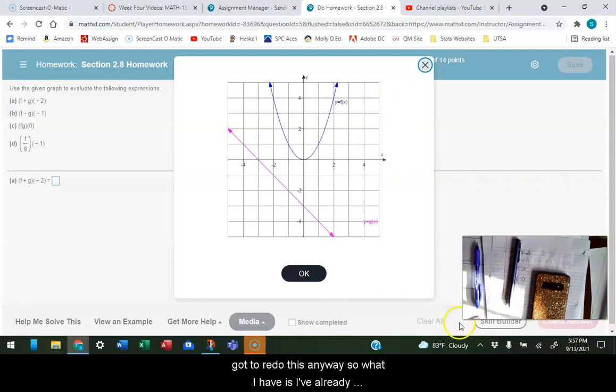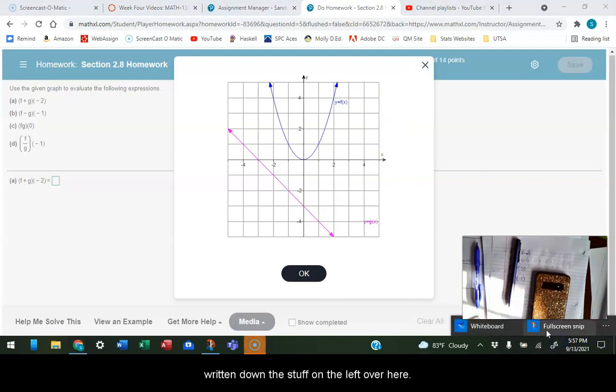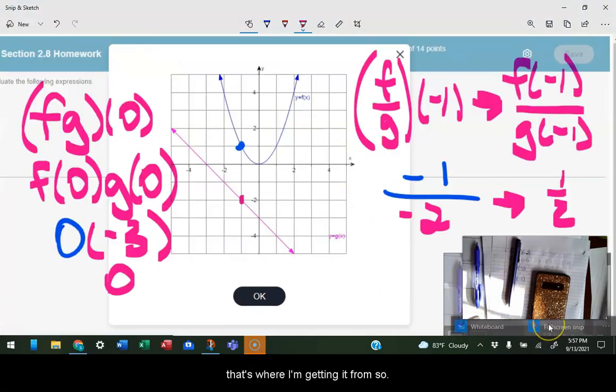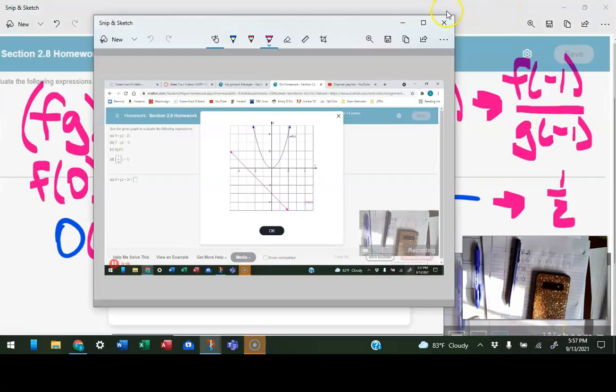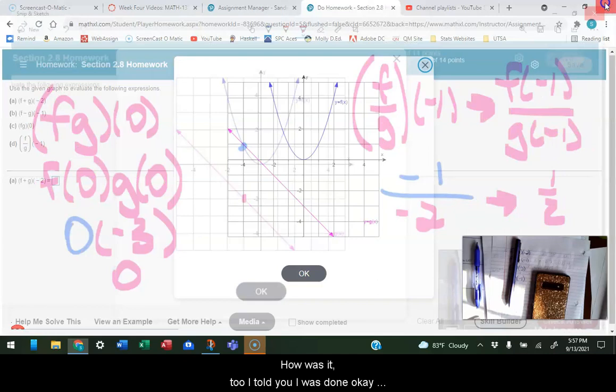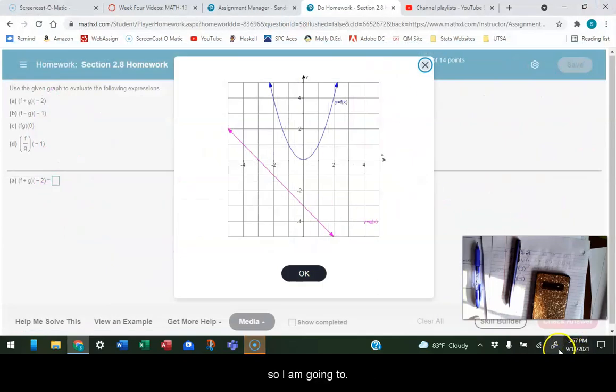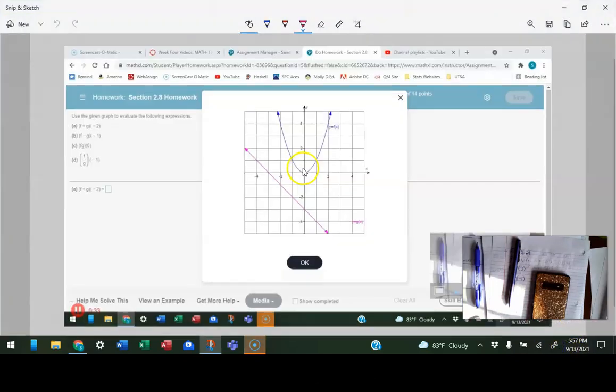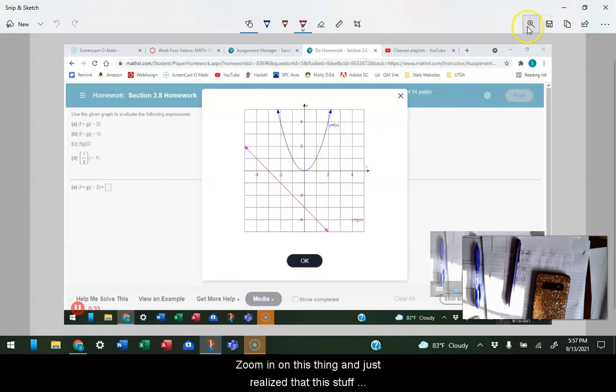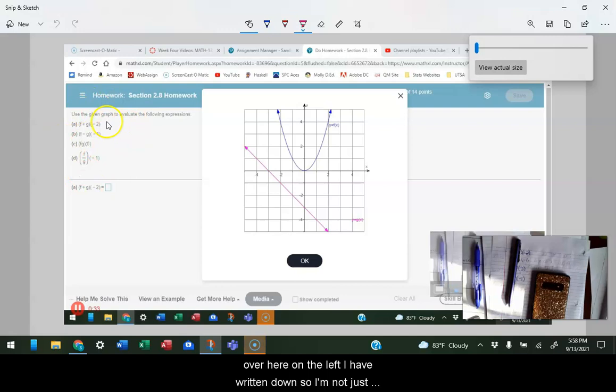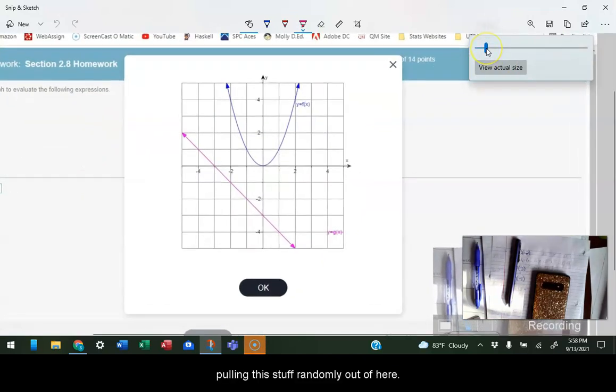Anyway, what I have is, I've already written down the stuff on the left over here. So if you're wondering where I'm getting the stuff from, that's where I'm getting it from. I am going to zoom in on this thing and just realize that this stuff over here on the left, I have written down. So I'm not just pulling this stuff randomly out of here.